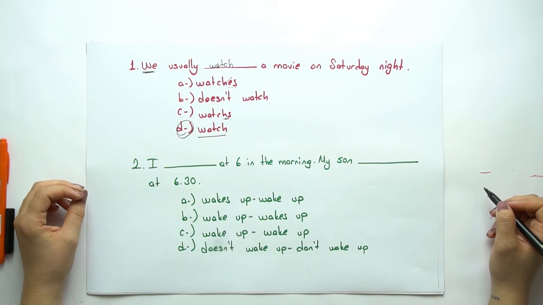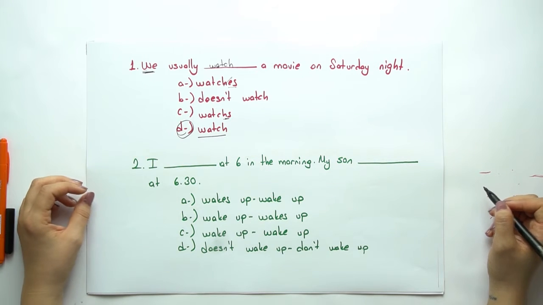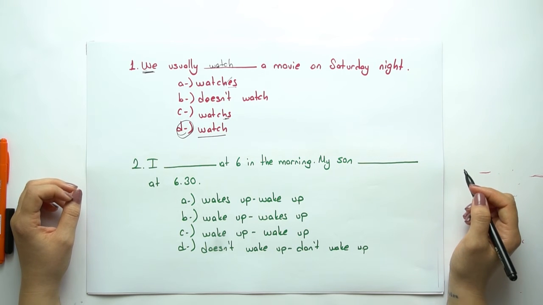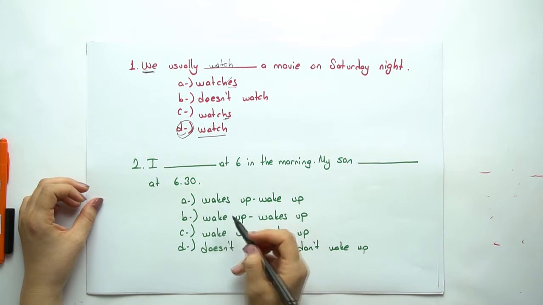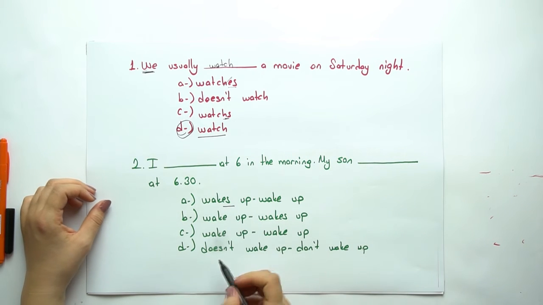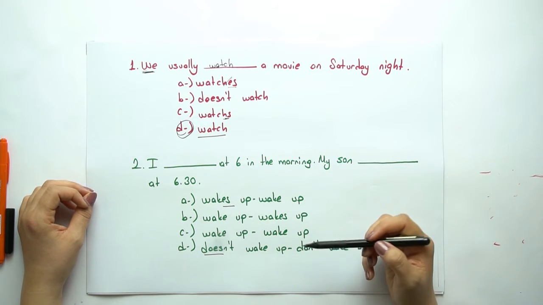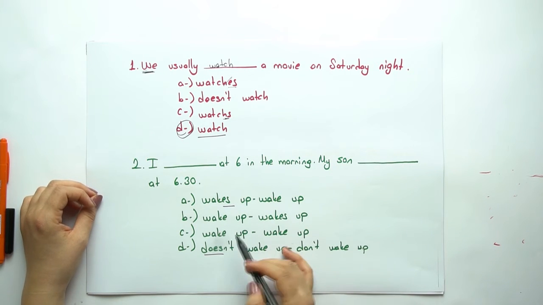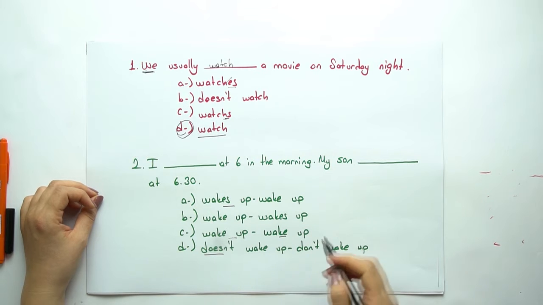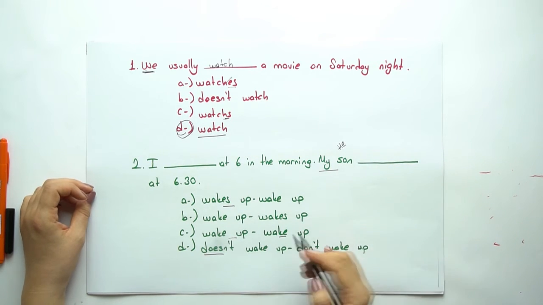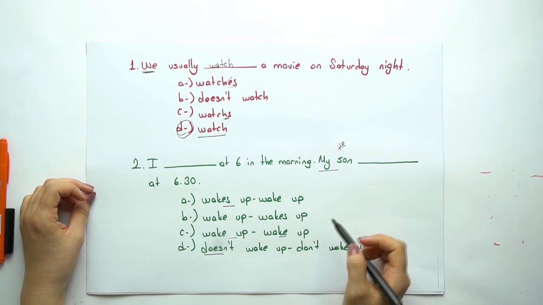Second one, I blah blah at 6 in the morning and my son blah blah at 6:30. So we will find the correct one. For I subject pronoun, of course, we don't add s to the verb. So A is not correct for this one, and D, since it says doesn't, it's not correct either. So we have two options, B and C. Look at C, it says wake up and wake up. But my son refers to he subject pronoun. So we can't use wake up for this one.